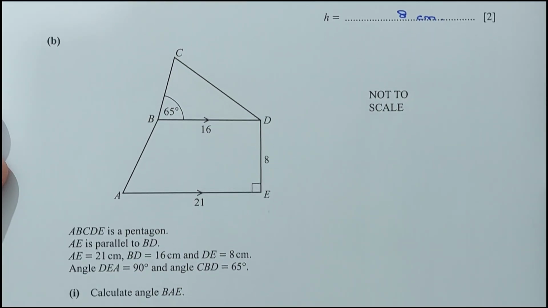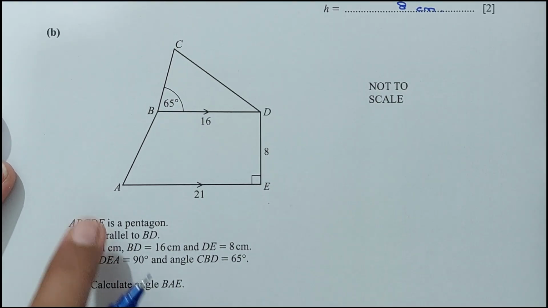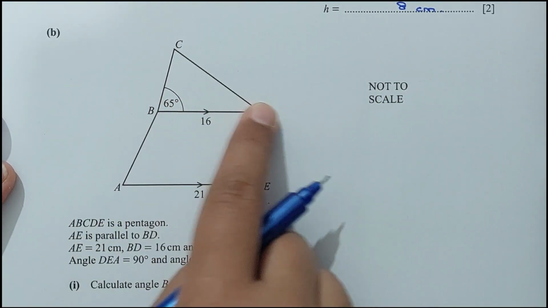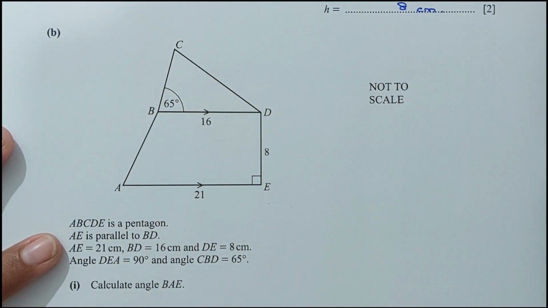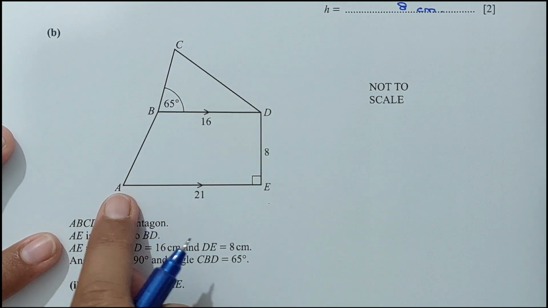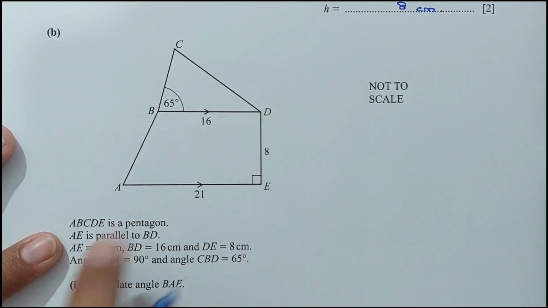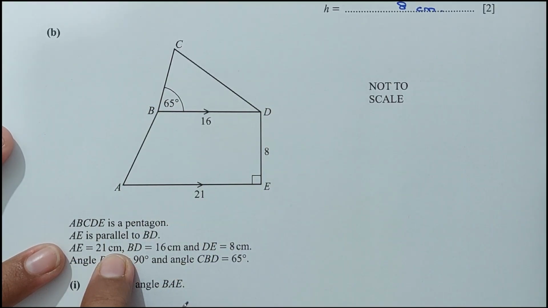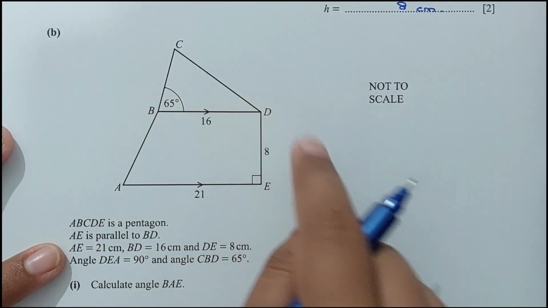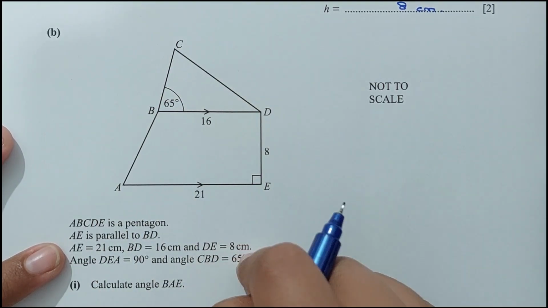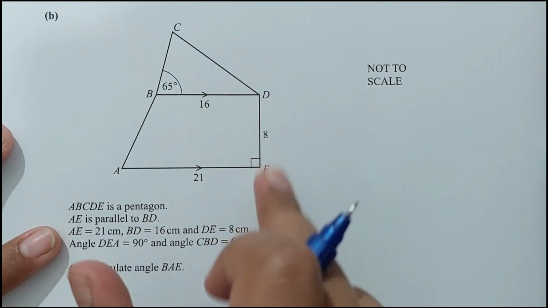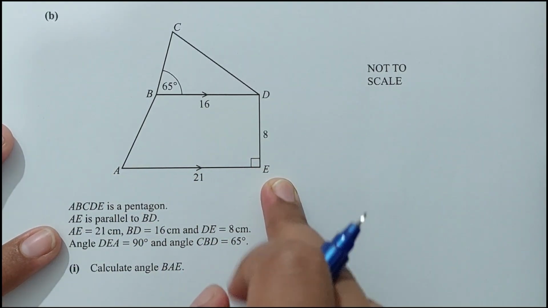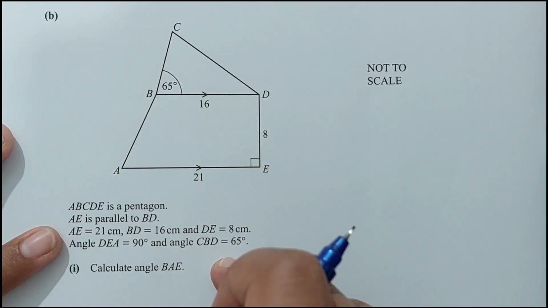Now for part B, ABCDE is a pentagon. Okay, that is a pentagon. AE is parallel to BD. AE is 21 centimeters. BD is 16 centimeters. And DE is 8 centimeters, right? And the angles we have been given: angle DEA is 90 degrees, and angle CBD is 65 degrees.